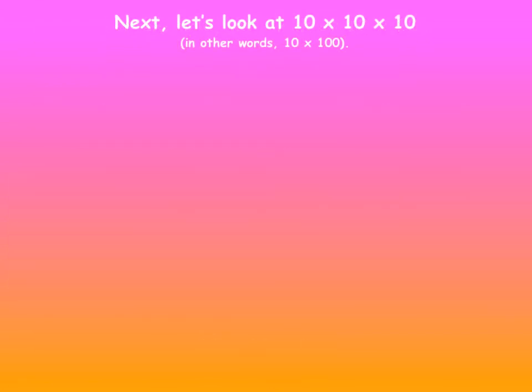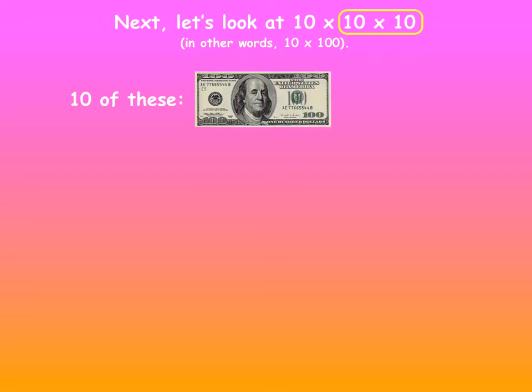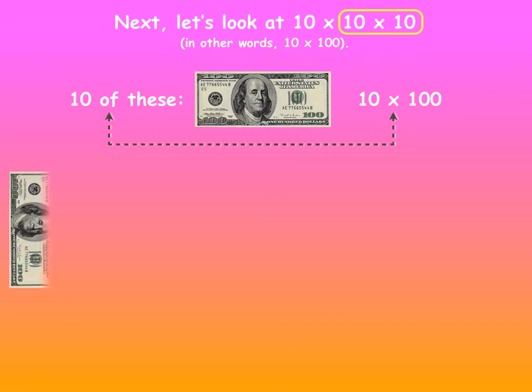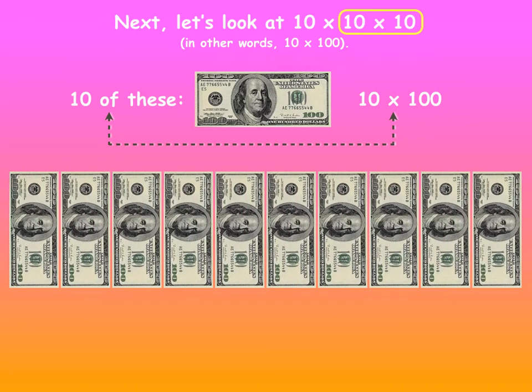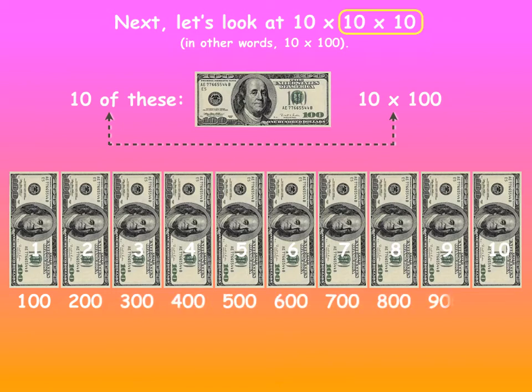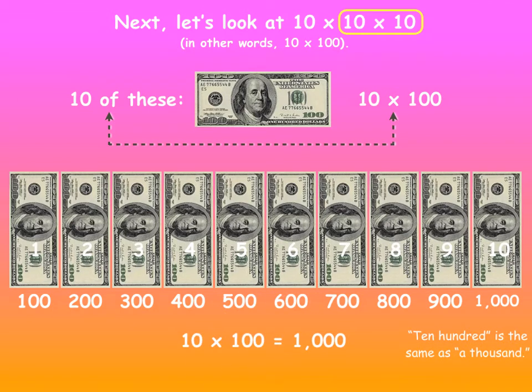Next, let's look at 10 times 10 times 10. In other words, 10 times 100. 10 of these $100 bills would be 10 times 100. So here's 10 $100 bills. 100, 200, and so on till you get to 1000. And 1000 is the same as 1000. So 10 times 100 is 1000. Or 10 times 10 times 10 is 1000.